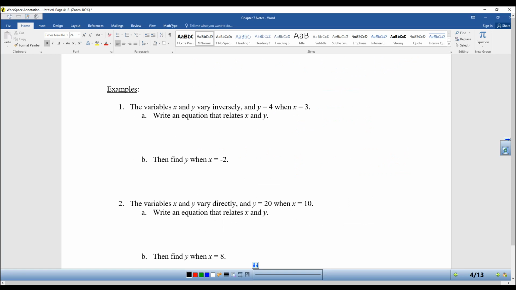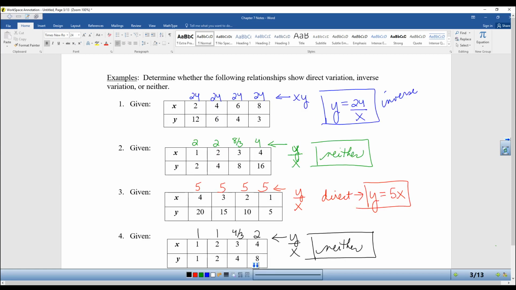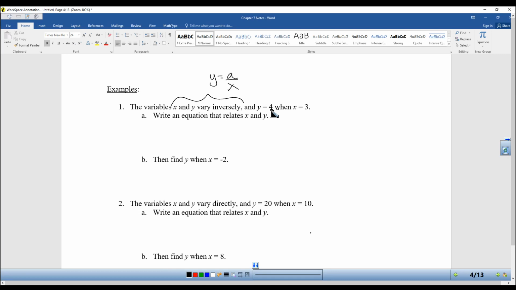All right, let's do some more complicated problems. The variables x and y vary inversely. First of all, as soon as you see that, you want to write this down. y is equal to a over x. That is your equation. And then it says, and y is equal to 4 when x is equal to 3. Last time I had an entire table because I was checking to see if it was inverse or direct. This time I'm telling you it's inverse. I only have to give you 1 point for you to figure out what that is.